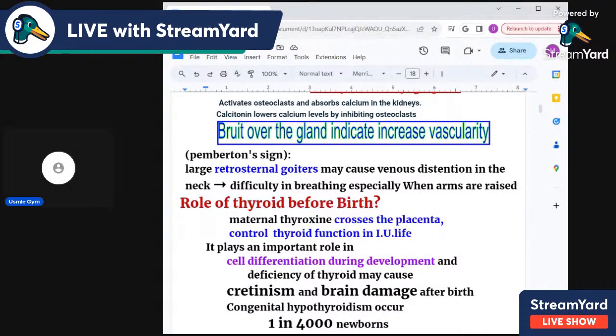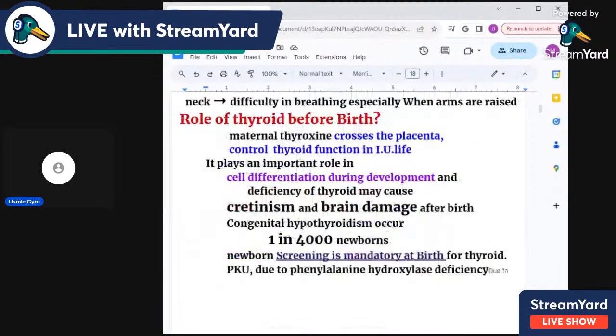The next is the role of thyroid before birth. Maternal thyroxine crosses the placenta and controls the thyroid function in intrauterine life and is responsible for cell differentiation during development. So a deficiency of thyroid in the baby during intrauterine life may cause cretinism, damage to the brain and severe mental retardation.